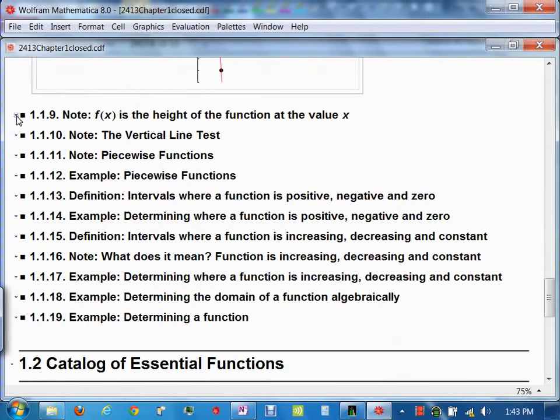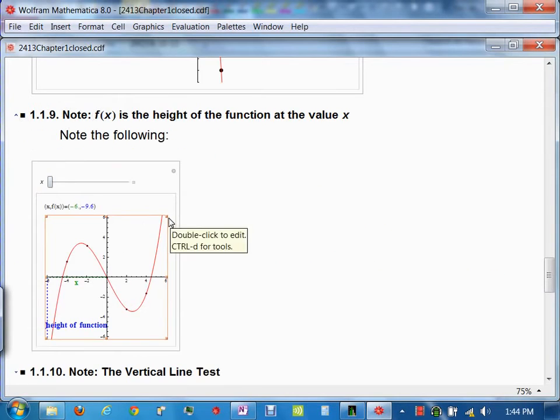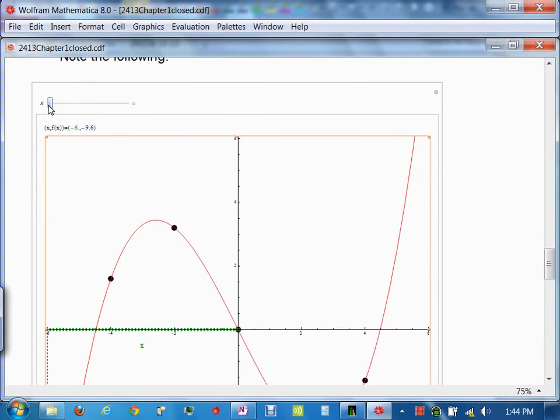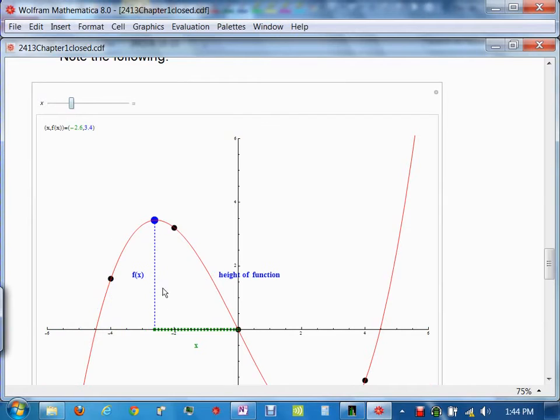Okay, next idea. This is the concept that f of x, right, is the output, the height of the function at a given value. The height being the height if you measure it from the x-axis. I'm going to blow this one up pretty good here. On this one, you can click and drag your value of x. So here's x, which is actually negative 2.6. And the height of the function there is this blue line. That's the output, 3.4. So the output is how high you are off the ground.